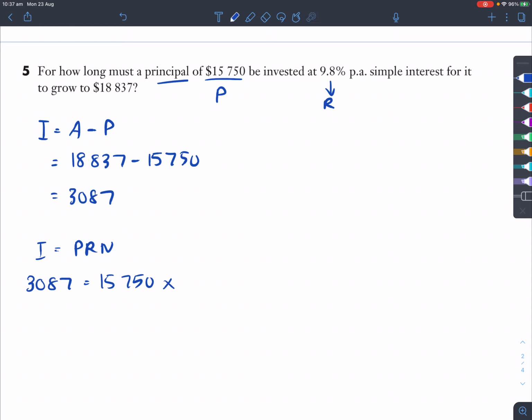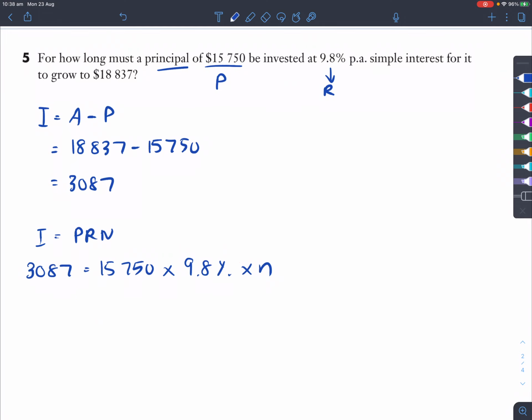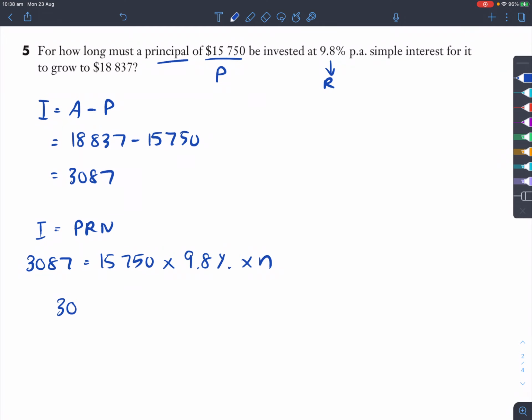The rate is simply 9.8% per annum. Okay, we're going to put 9.8%, but we don't know how long it takes. That's what it's asking for. So we times it by n. Okay, so now we can divide both of these things over to the other side, so that n is 3,087 over 15,750 times 9.8%.